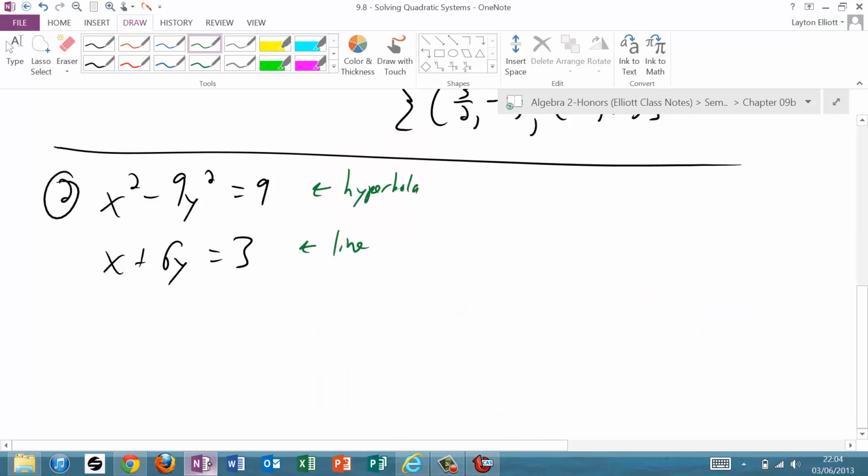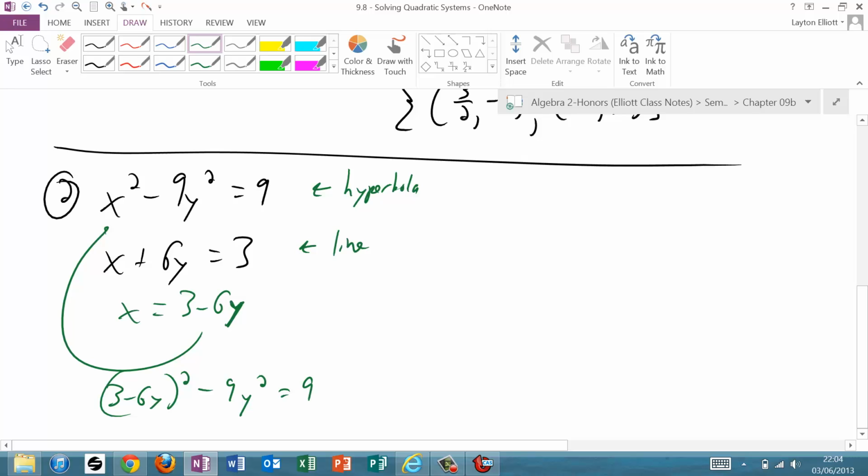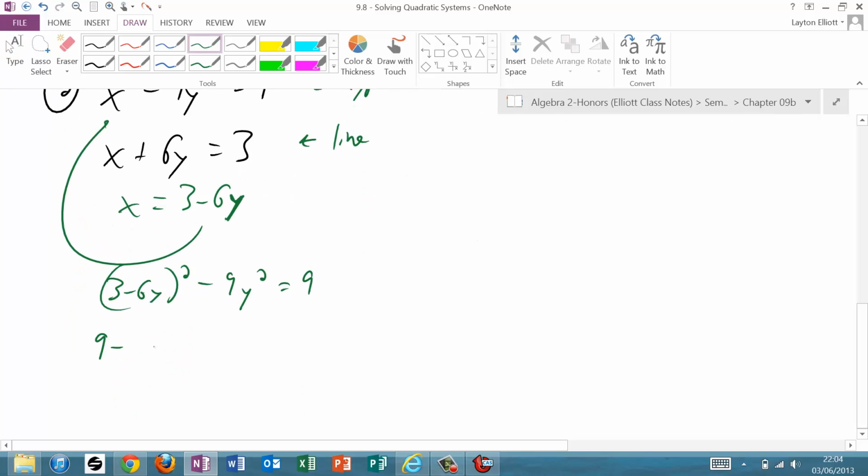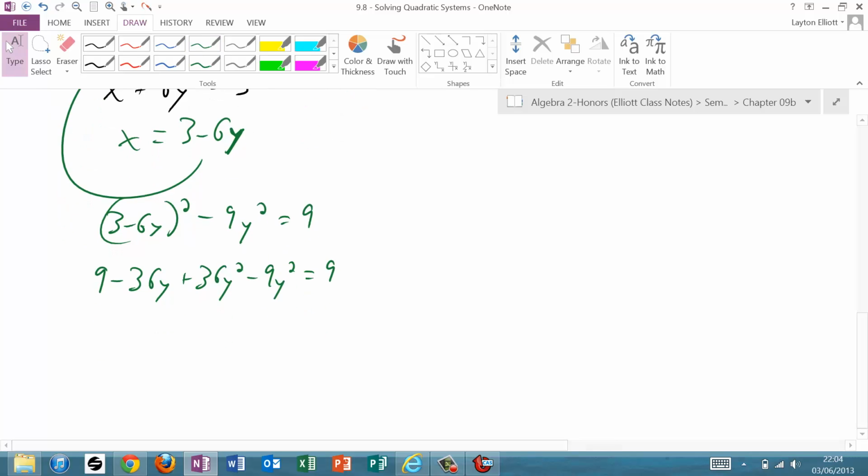So let's go back here and try to get those answers. Let's just do this the other way. Let's take this and set this equal to x. So I have 3 minus 6y. Take the 3 minus 6y, plug it in, and so I have 3 minus 6y, quantity squared, minus 9y squared equals 9. Then I have 9 minus, that'd be 3 times 6 is 18, negative 36y plus 36y squared minus 9y squared is equal to 9. So I get 36 minus 9 is 27.